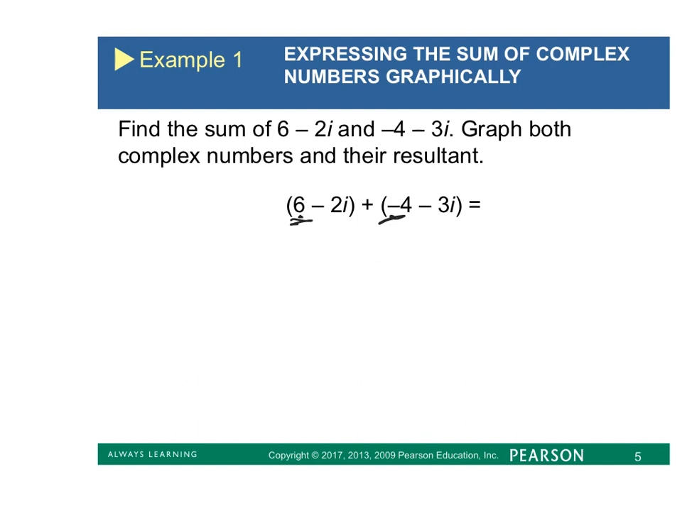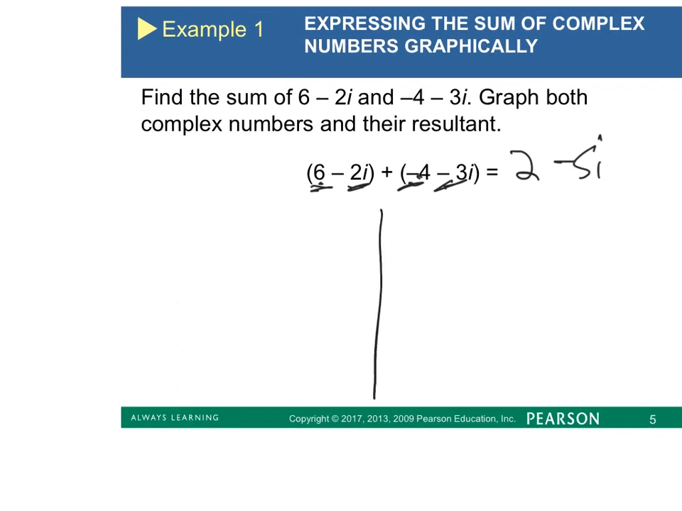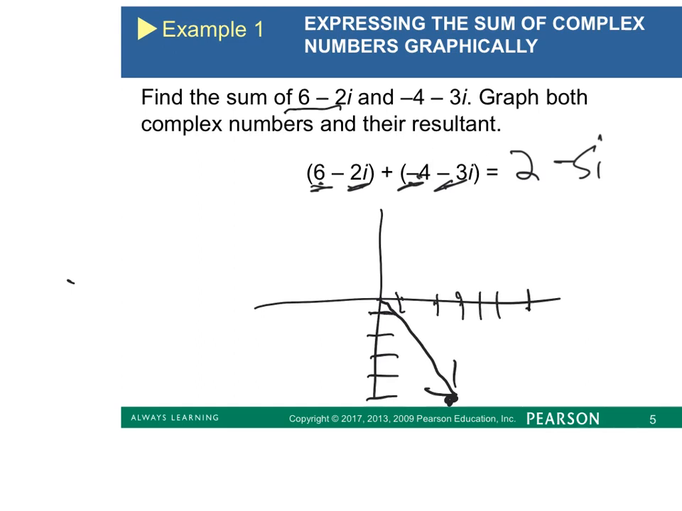Or is it? No, it's not. It's 2 minus 2 minus 3 minus 5i. So it should not surprise you, without me doing any extra work, that if I go 2 to the right, and then 5 down, we should see the resultant here. Well, let's try it. 6 minus 2i, 1, 2, 3, 4, 5, 6, 1, 2.